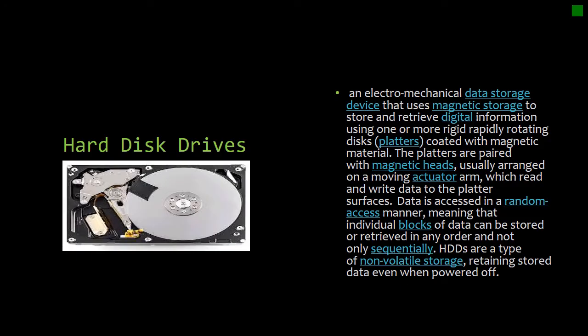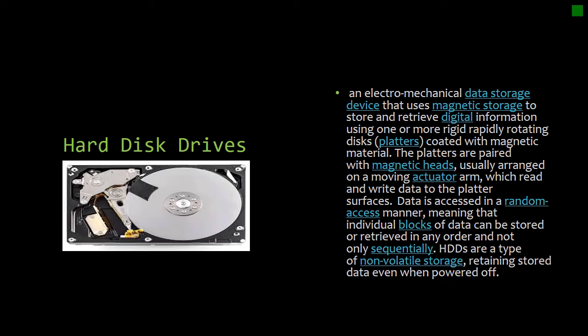The hard disk drive is an electromechanical data storage device that uses magnetic storage to store and retrieve digital information using one or more rigid, rapidly rotating disks, or what we call the platters, which are coated with magnetic materials. The platters are paired with magnetic heads, usually arranged on a moving actuator arm, which read and write data to the platter surfaces. Data is accessed in a random access manner, meaning that individual blocks of data can be stored or retrieved in any order and not only sequentially.